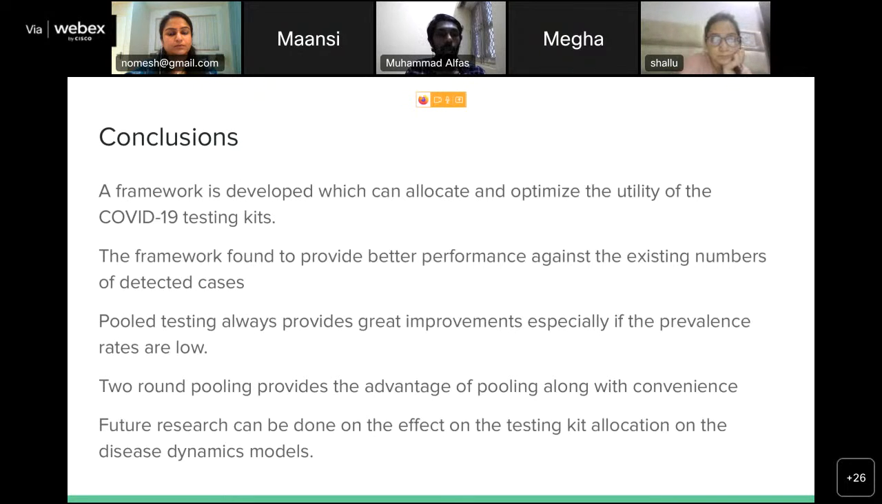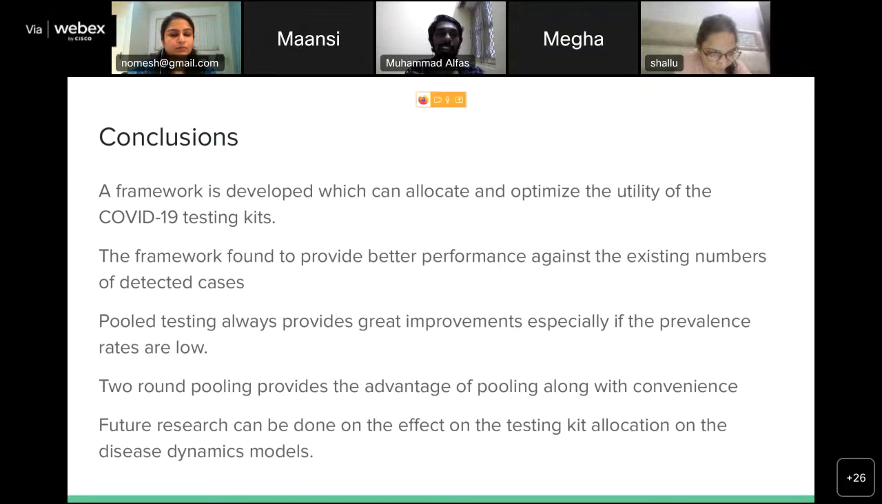And as we see, the two-round pool always provides the advantage of pooling, and it's a very convenient method. As we know, the number of samples that need to be collected from each person is fixed. It is 2 only. And the future directions of this research can be on finding out how resource allocation methods, like in this case the testing kit allocation method, affect the dynamics of the disease, how this can affect the reduction in the disease spreading dynamics.